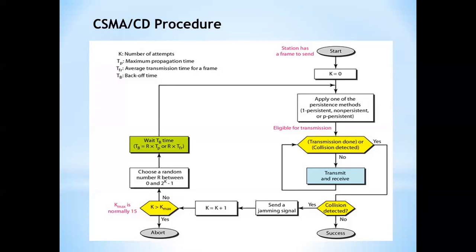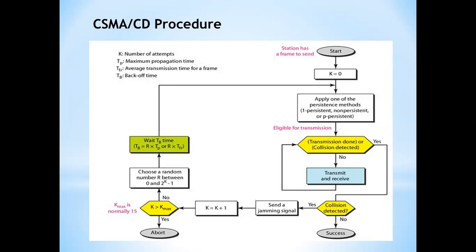If there is no collision for the period corresponding to one complete frame, then the transmission is successful. Otherwise, in the event of collision, the station sends the jam signal to inform the other stations about the collision. The station then increments the back off time, waits for the random back off time and sends the frame again. If the back off has reached its limit, then the station aborts the transmission.